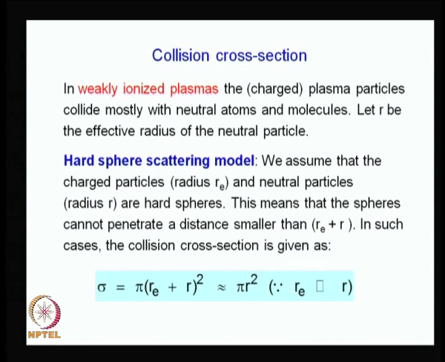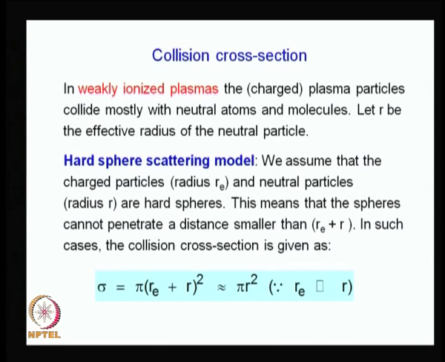Now, having defined the collision cross section as an effective area or the total area offered by the target atoms to the colliding electrons or ions in a plasma, let us find out what its value is for a weakly ionized plasma. As you have learnt earlier in this lecture, in weakly ionized plasmas, charged particles collide mostly with neutral atoms and molecules. So, let us say that they are colliding with neutral atoms and let R be the effective radius of the neutral particle.